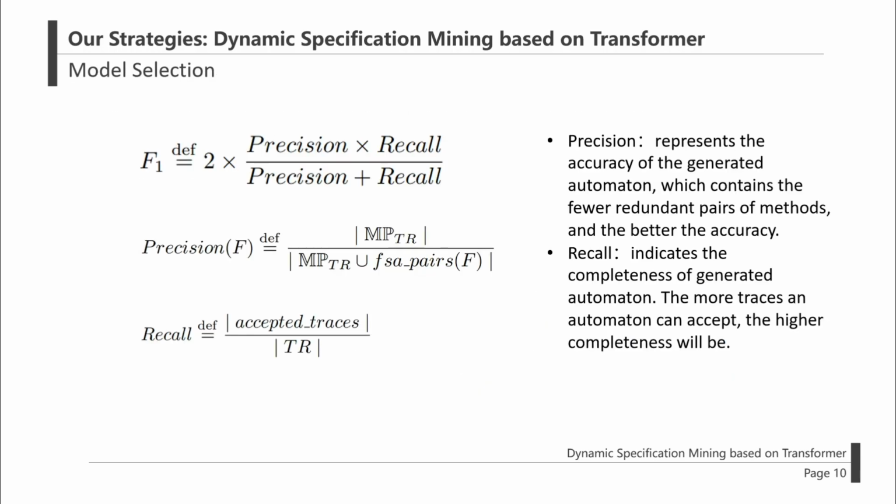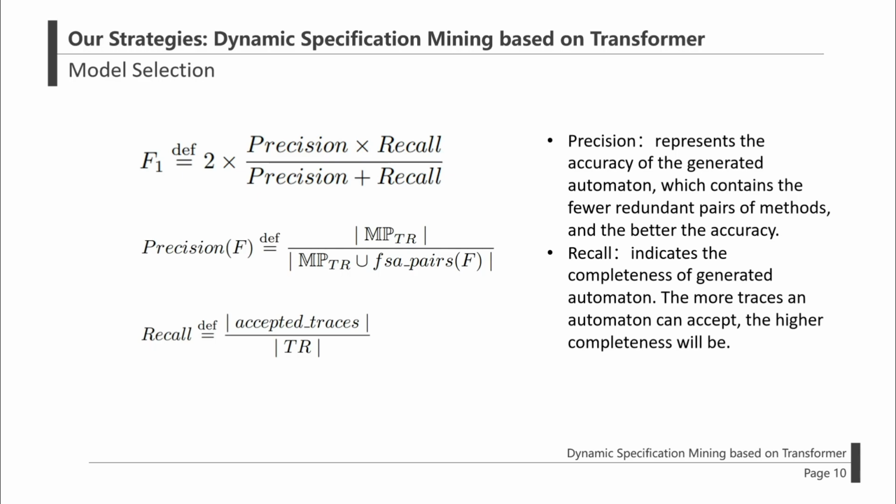After that, it is model selection. In this step, we use the same evaluation criterion, the alpha measure, as the DSM. In the preceding formula, this represents the number of method pairs carried by the execution traces, and this represents the intersection of the method pairs carried by the traces and the inferred FSA.